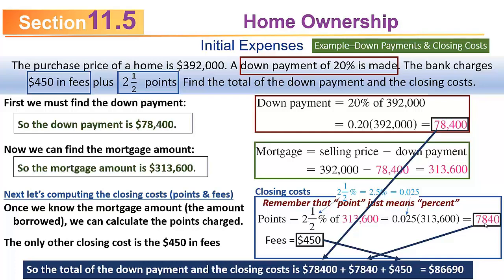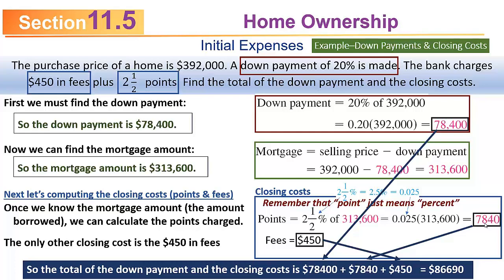We found in the first calculation that the down payment was $78,400. Then we had to calculate the mortgage amount in order to figure the closing cost. The mortgage amount turned out to be $313,600. And then points were 2.5%. So we got 2.5% of the mortgage amount, which came out to be $7,840. And then those fees of $450 were thrown in on top.